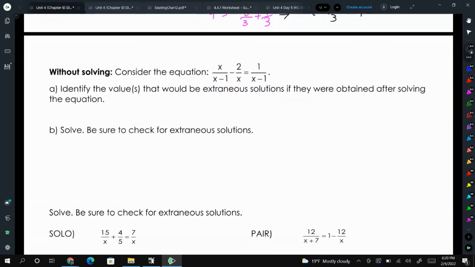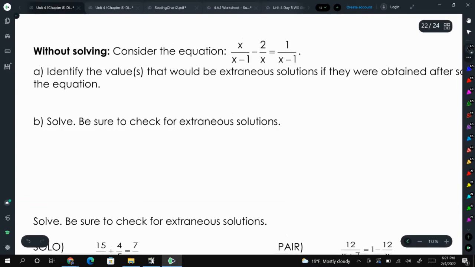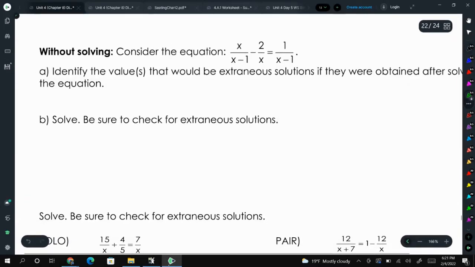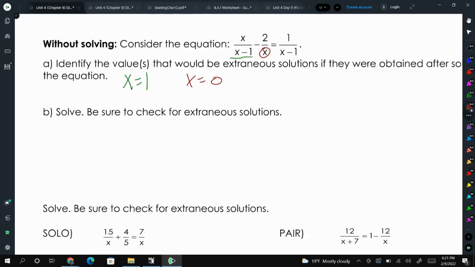So what we have here is a rational equation without solving. What would be some extraneous solutions if we were to get them? I mean, we're not saying that we're going to get these as solutions, but just by looking at the equation, which solutions would be extraneous? Well, we look at the denominators and see what would make them 0, kind of like our vertical asymptotes. So x equals 1 would be an extraneous solution, and x equals 0 would be an extraneous solution. So we know if we get one of those answers that it is extraneous, and we don't even have to check it.